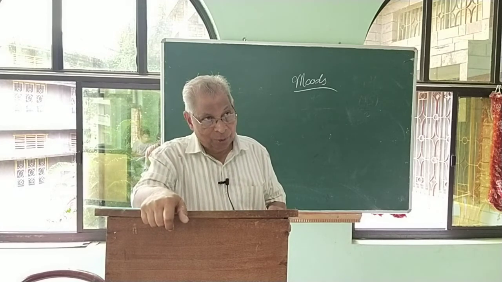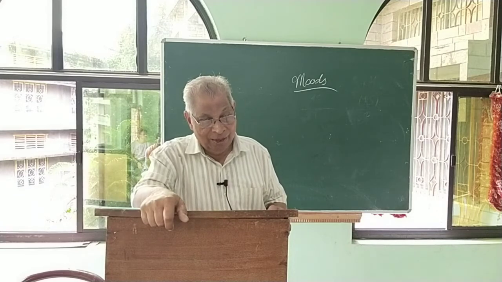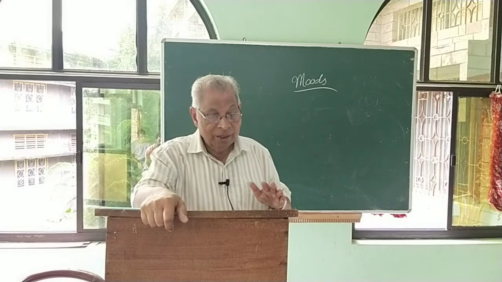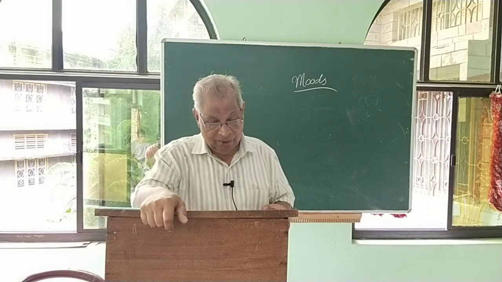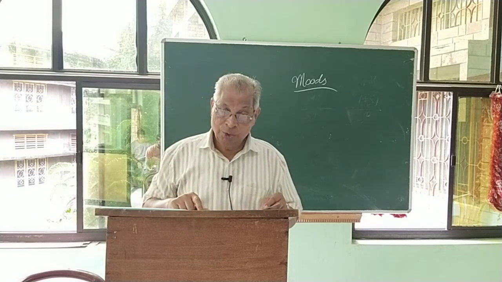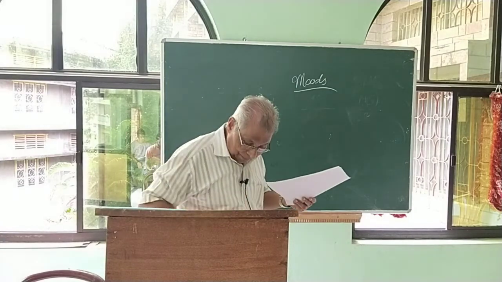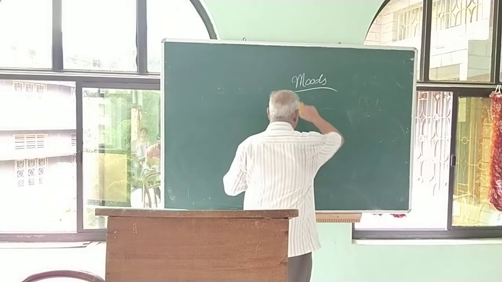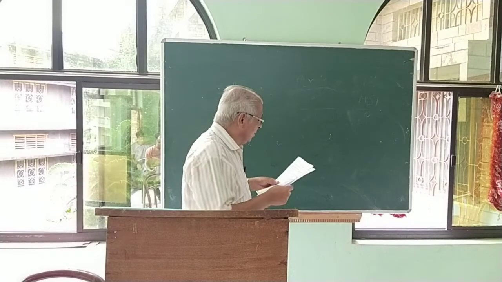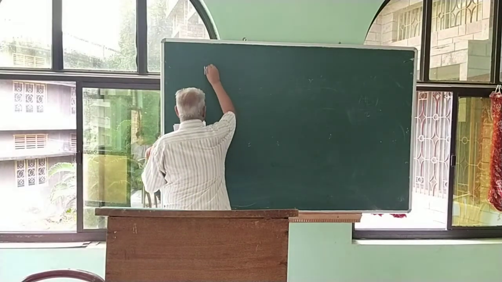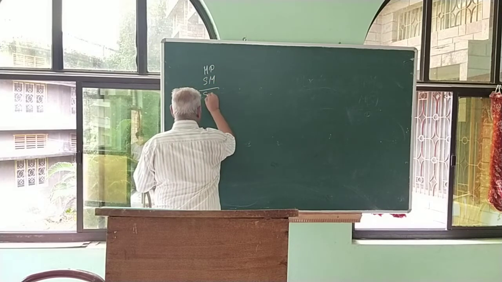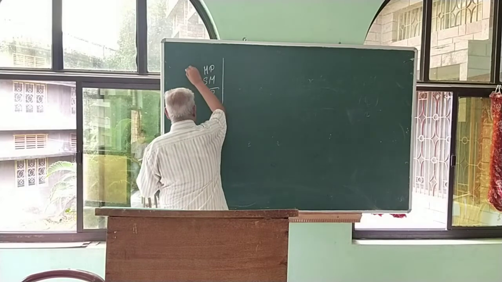Now, what we are going to see are the logically valid moods for each of the figure. Altogether there are 19. Now we will see which are the moods with regard to each of the figure. So the first figure is MP, SM, SP. This is the first figure.